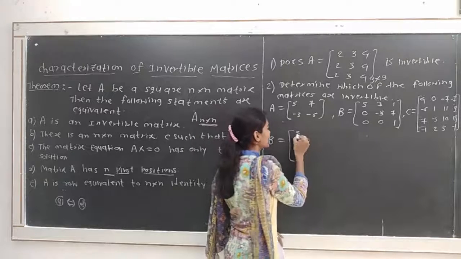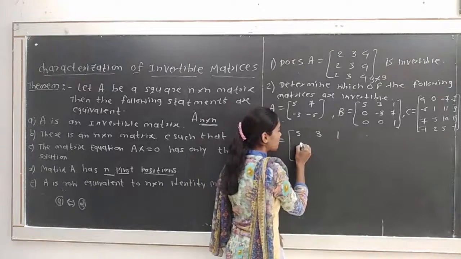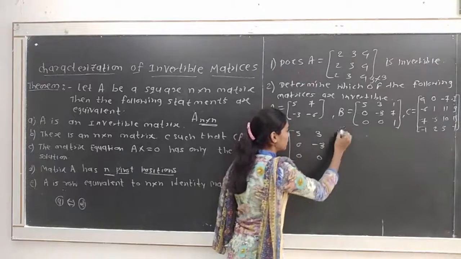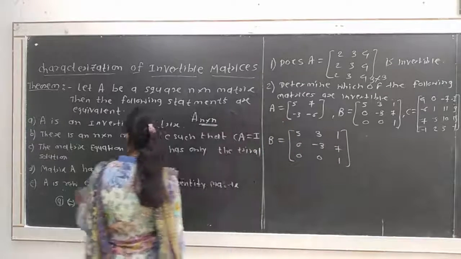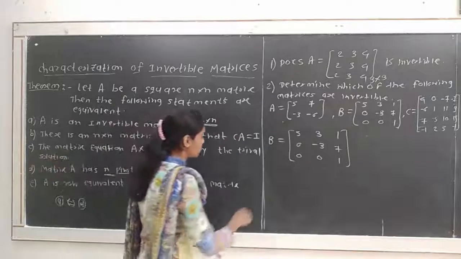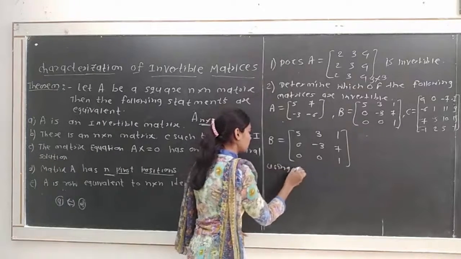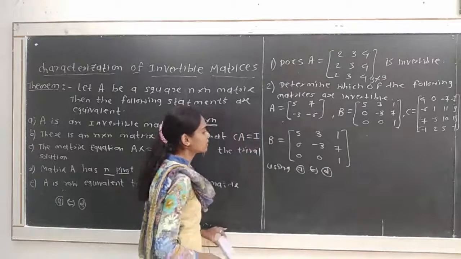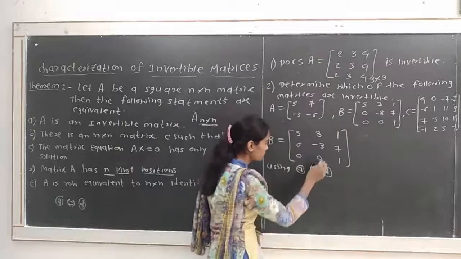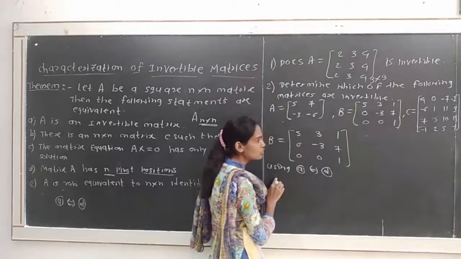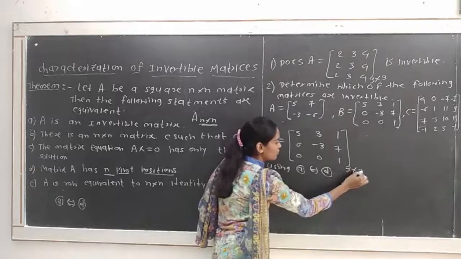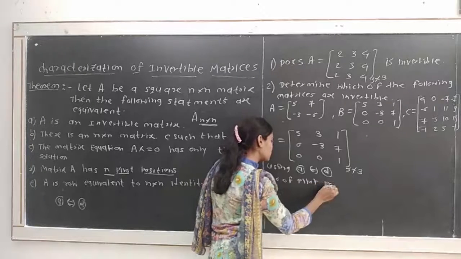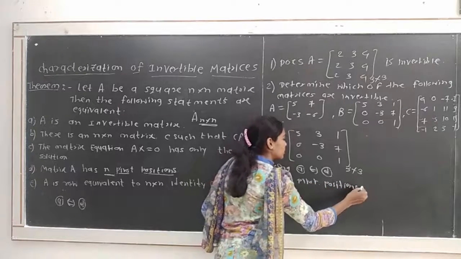So B matrix is again of order 3 cross 3. Its entries are 5, 3, 1, then 0, minus 3, 7, and 0, 0, 1. And again we use the A if and only if D statement, that is, this characterization. Here we count the number of pivot positions, that is, the number of non-zero diagonal entries of the 3 by 3 matrix. So the number of pivot positions is 3.